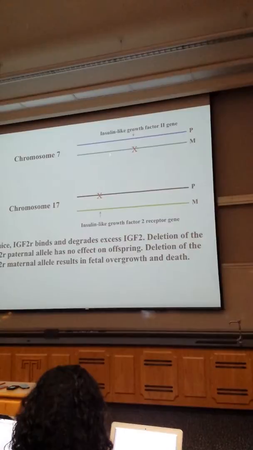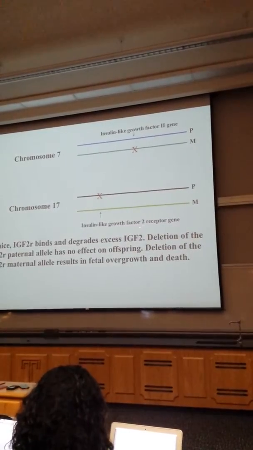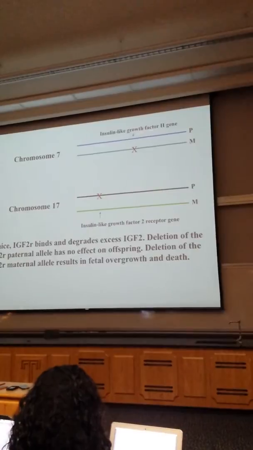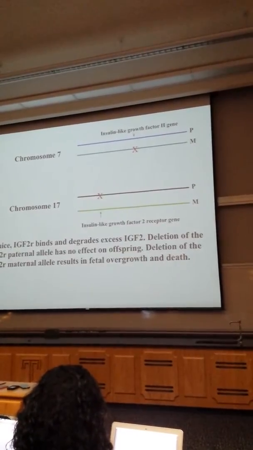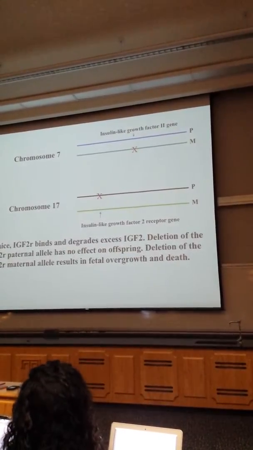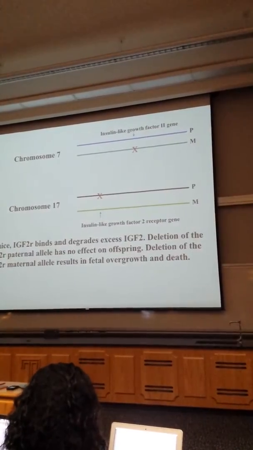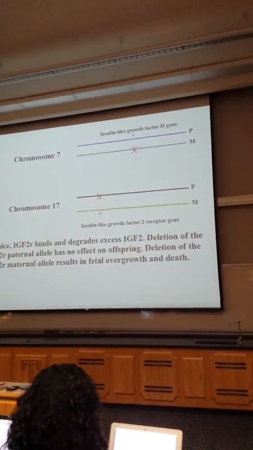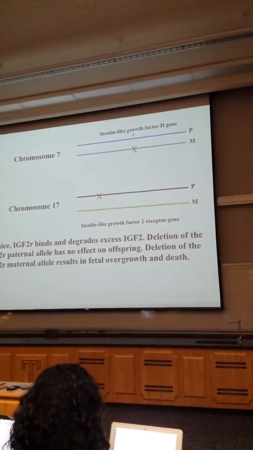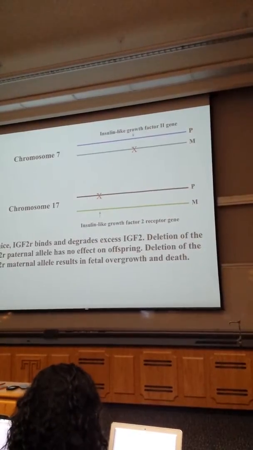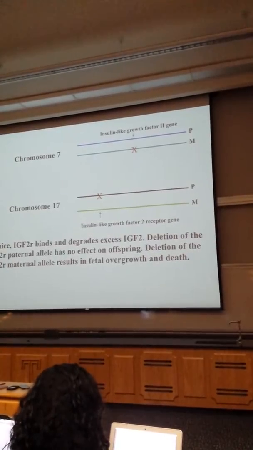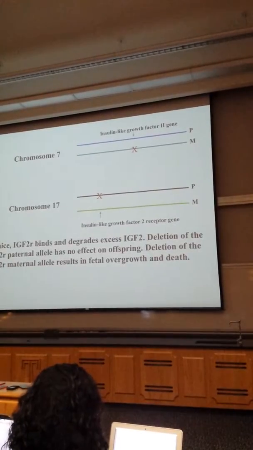Okay? And what's interesting is the receptor. The gene that encodes the receptor for this growth factor is also imprinted. It's on mouse chromosome 17. In this case, it's the maternally derived allele that encodes the insulin-like growth factor receptor. This is the one that's active. The paternally derived allele is not. Okay? And so these are what you would call imprinted genes.